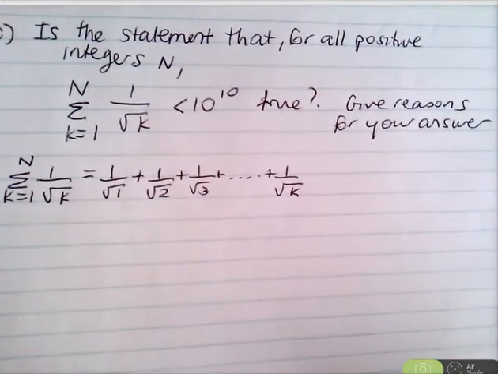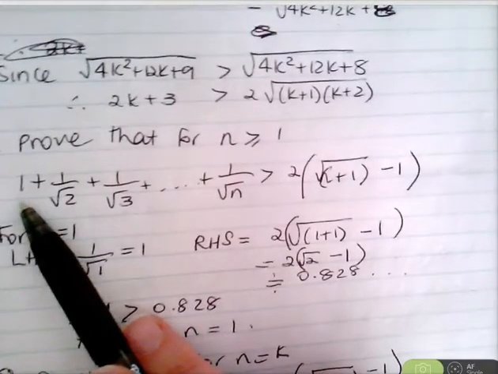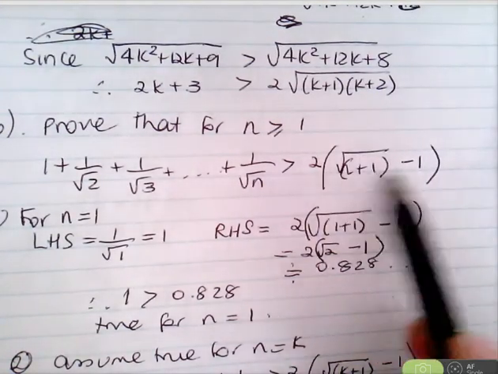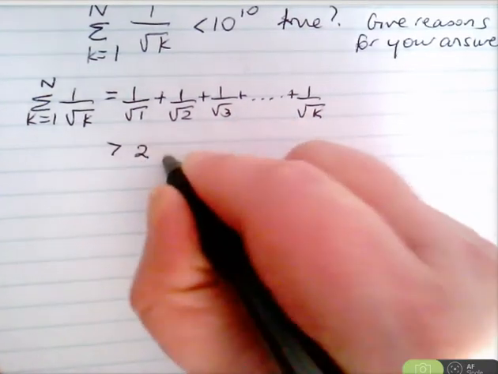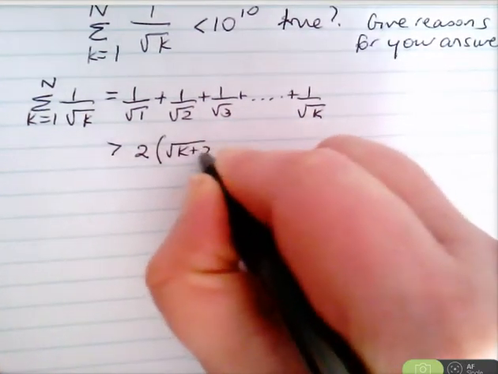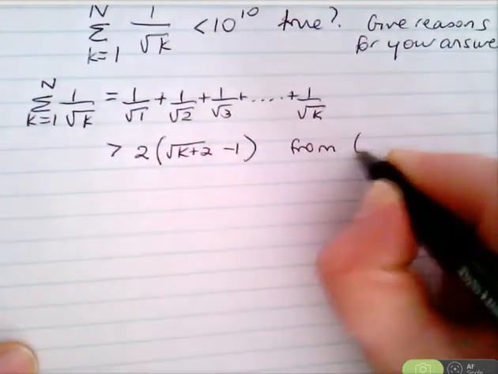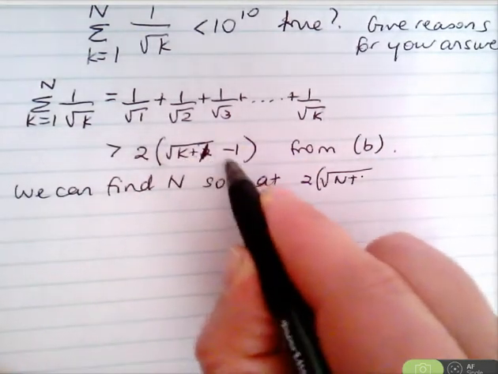Now we know from part B we did the same induction question and we proved that 1 plus all of this up to 1 over the square root of n is greater than 2 times the square root of n plus 1 minus 1, and we did prove that by mathematical induction. That is from part B above that we just did. Okay, 2 times the square root of n plus 1 minus 1.